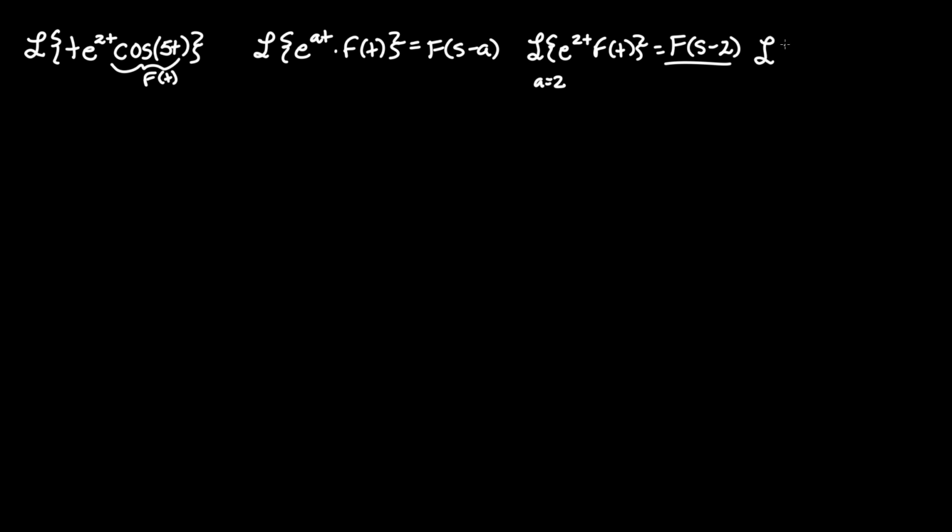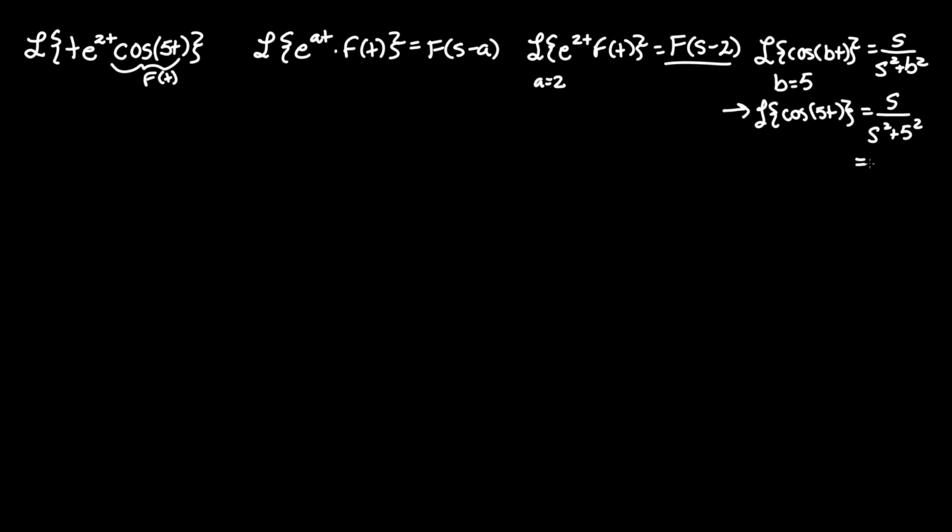So, Laplace of cosine of, let's say, bt, where b is any constant, equals s over s squared plus b squared. And we know b equals 5, as there is a coefficient of 5. So, therefore, Laplace of cosine of 5t should equal s over s squared plus 25, or you can leave that as 5 squared. Now remember, this is f of s. We need to convert it to f of s minus 2.